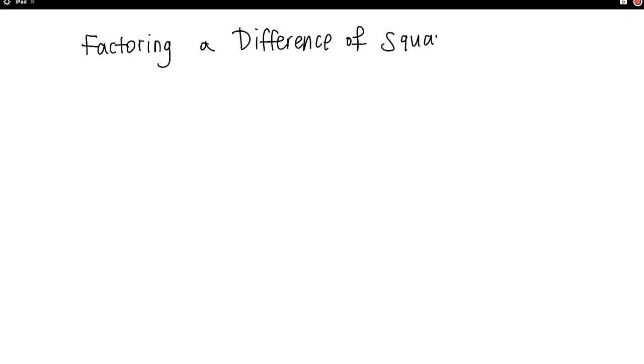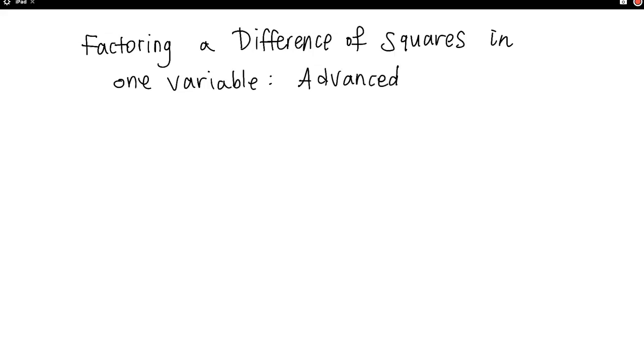In this video, let's go over factoring a difference of squares in one variable, this time the advanced type of problem. So, factoring a difference of squares in one variable. ALEKS calls it the advanced type this time. So I'll give you the first example.